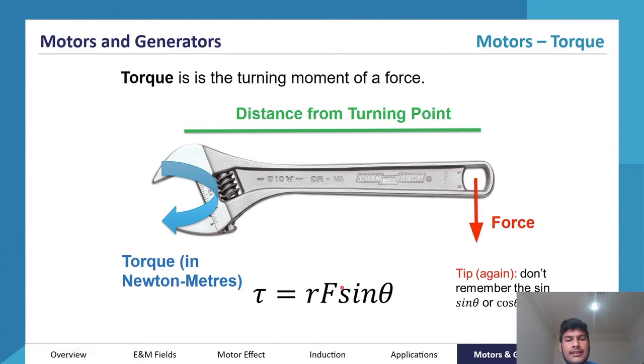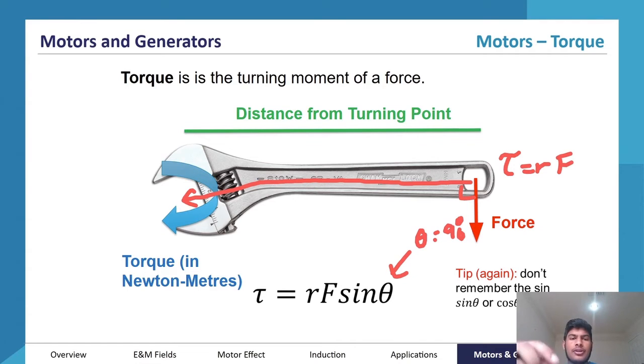the torque is equal to the distance from the turning point, R, times F. F is the magnitude of the force, and the sine theta is dependent on the angle between that radial vector and the force vector. So in this case, it's 90 degrees. So if theta equals 90 degrees, we have torque equals RF, because sine of 90 is 1. So in this case, it would be RF.